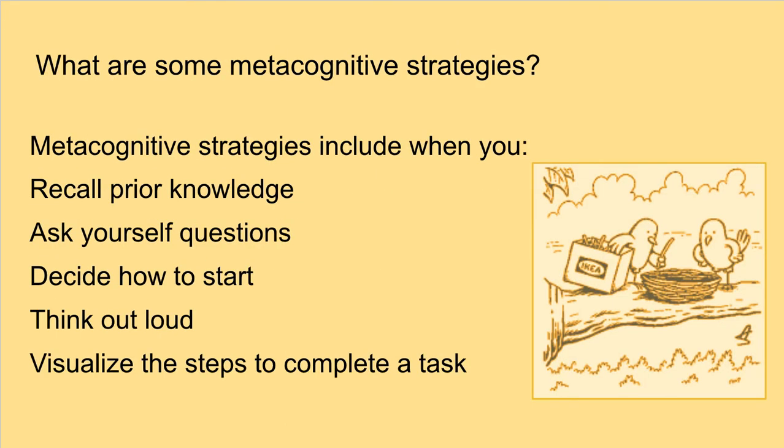What are some of the metacognitive strategies? Metacognitive strategies include when you recall prior knowledge, ask yourself questions, decide how to start something, think out loud as you're doing the steps in planning, or visualize the steps to complete a task. Anyone who has put together a flat-pack piece of furniture from IKEA is well aware of metacognition, especially when you realize you missed a step.